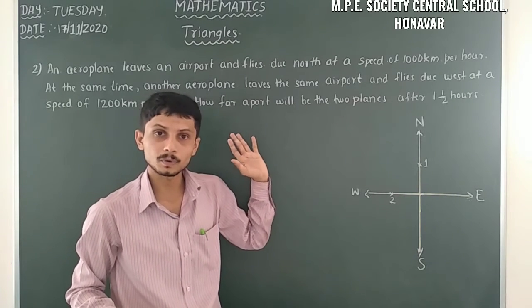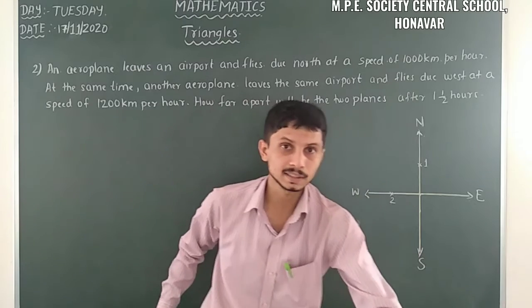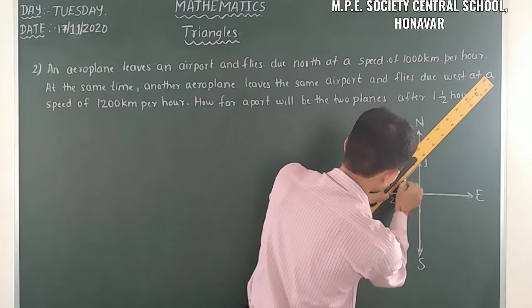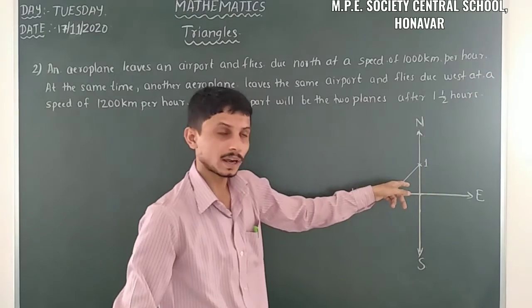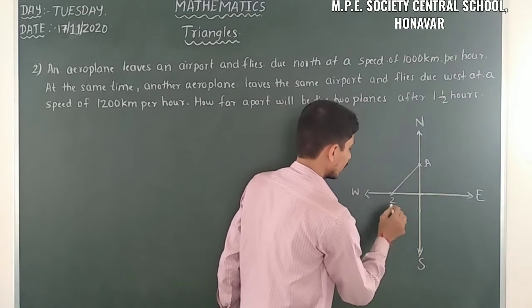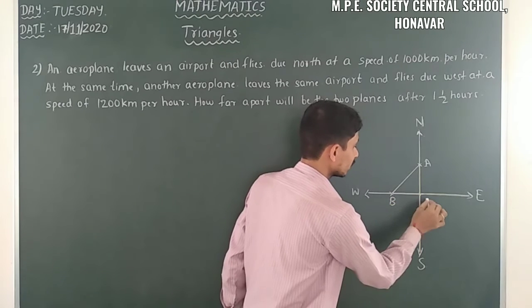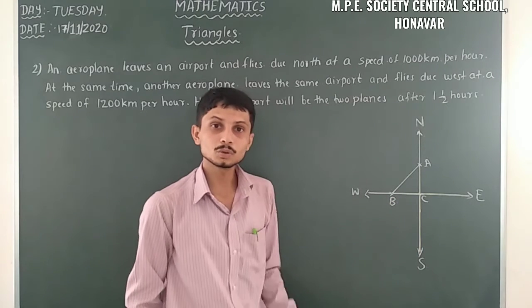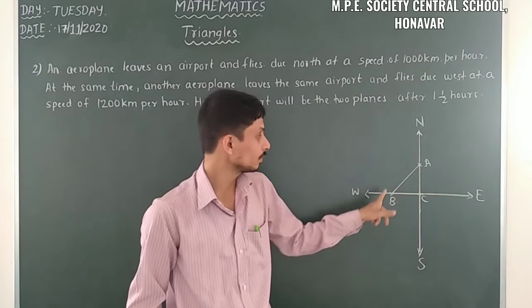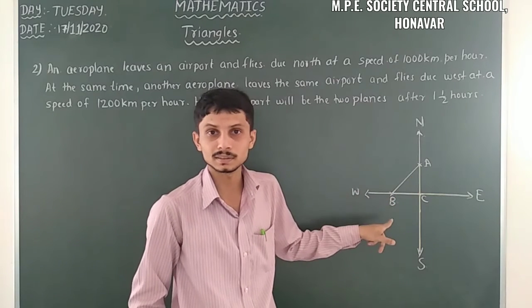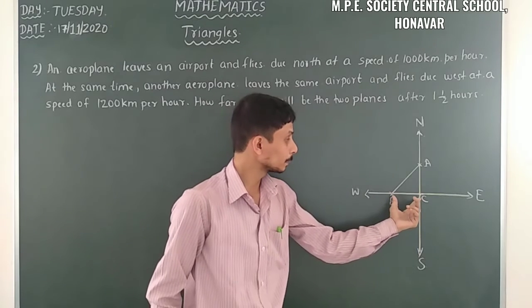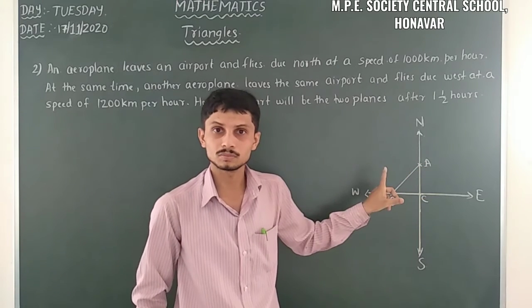So after 1.5 hours, we have to calculate this distance. Here I will take A, here B, and here C. We have to apply the Pythagoras theorem to calculate this distance. But here no distance is given; BC and AC are absent.